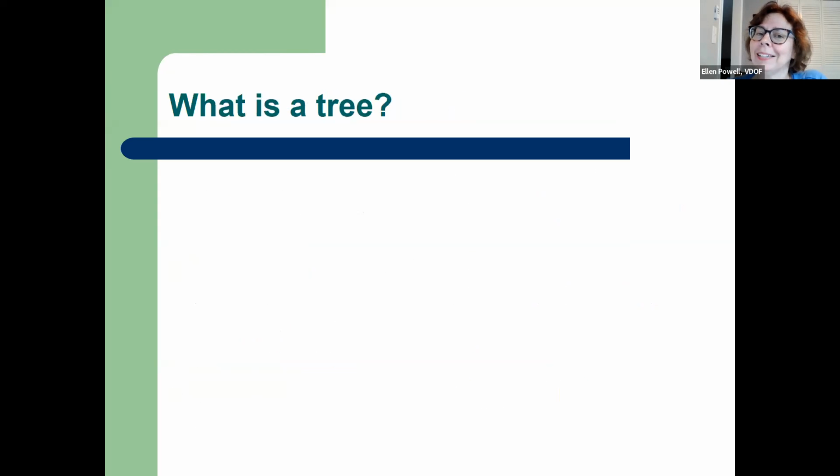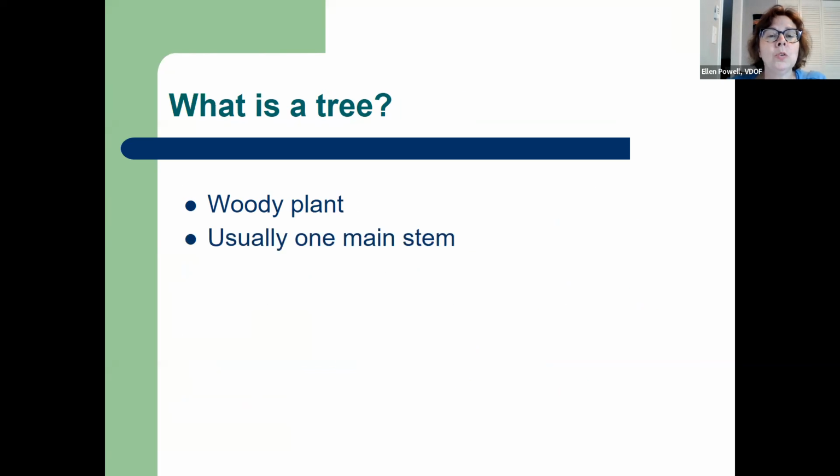So this seems like one of those duh questions. What is a tree? But I put this up here because there is some overlap between what is considered a tree and a shrub. So a tree is a woody plant, but so is a shrub. Usually a tree has one main stem. Usually shrubs have multiple stems. So again, I'm not saying always, I'm saying usually.